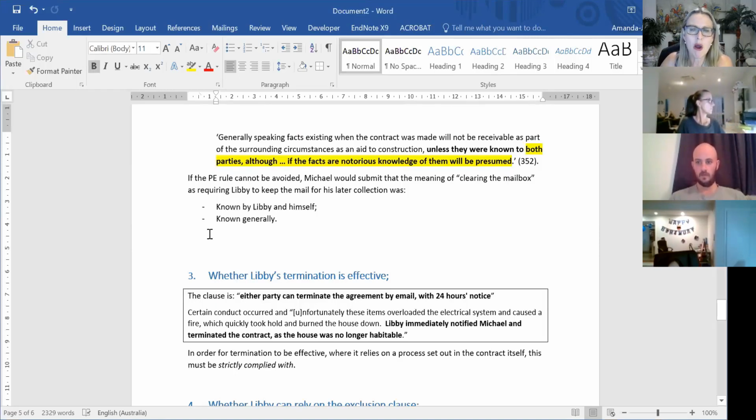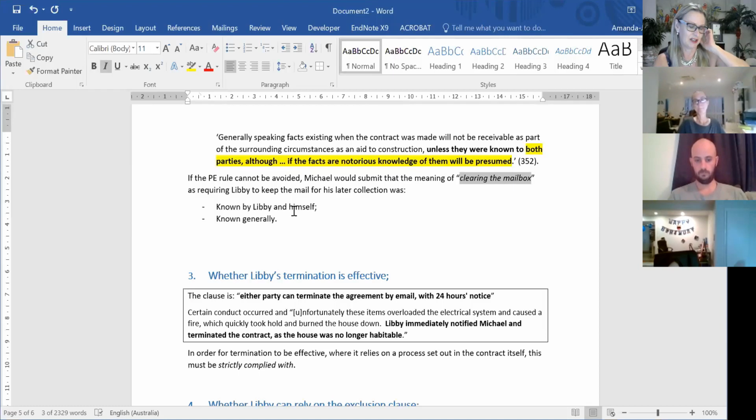Okay, so I probably would try something on here. I would say maybe the meaning of clearing the mailbox was known by both him and Libby to mean not just clearing it and throwing it away, but clearing it and keeping it safe for him to read later. I would also argue that it was known generally. This is the thing that lines up with our gut feeling, isn't it? It's just a generally known thing.